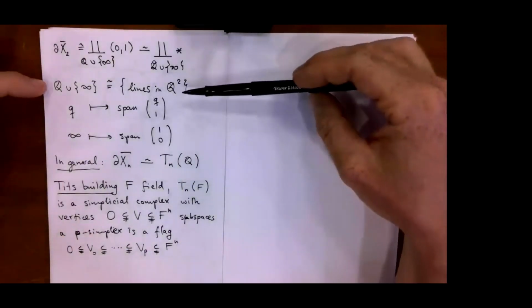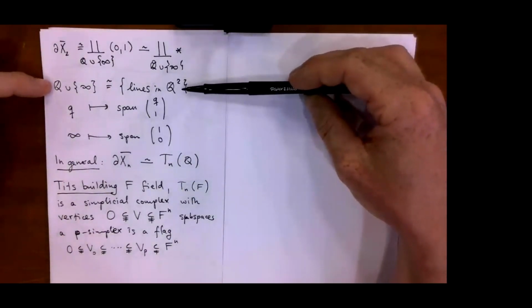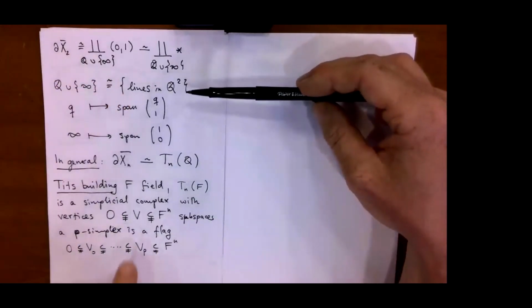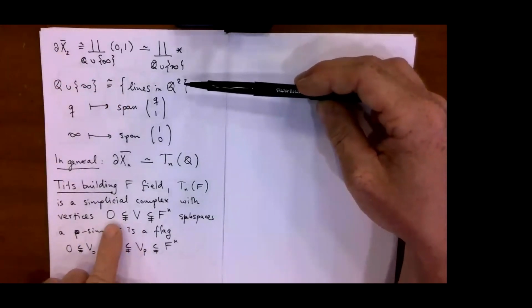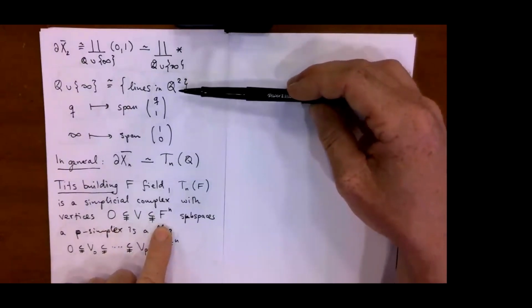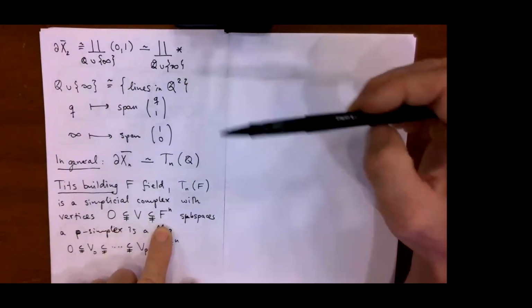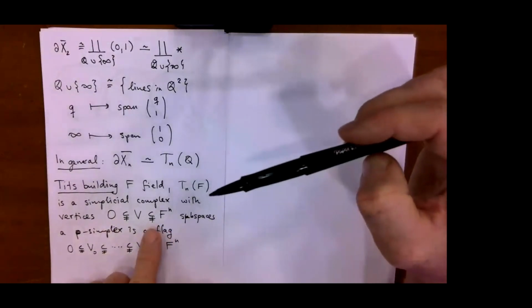That would be a Tits building. And if you compare this for Q2, now I have points which are non-zero proper subspaces of Q2, and that has to be a line. So I only have lines as my vertices, but then lines can't include each other. So all of the lines are just discrete points. And this is what I saw here, that the boundary is made out of discrete points.